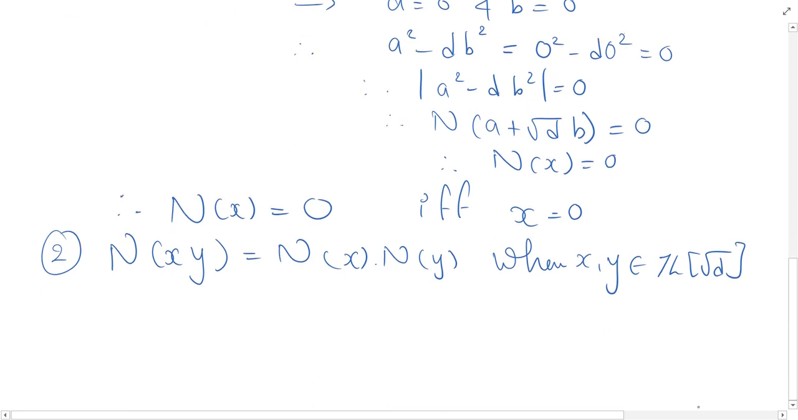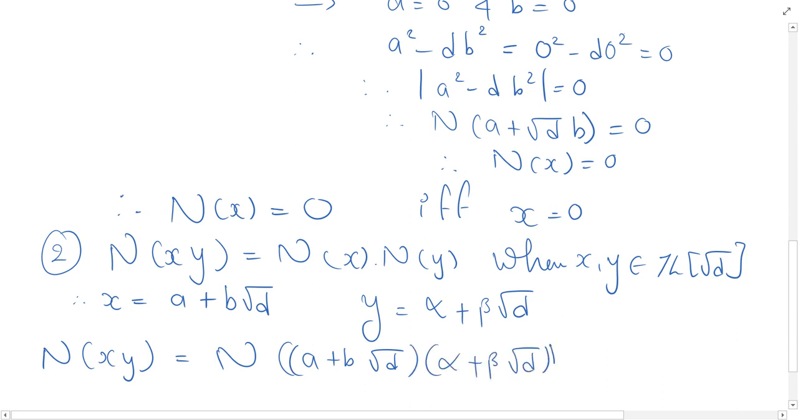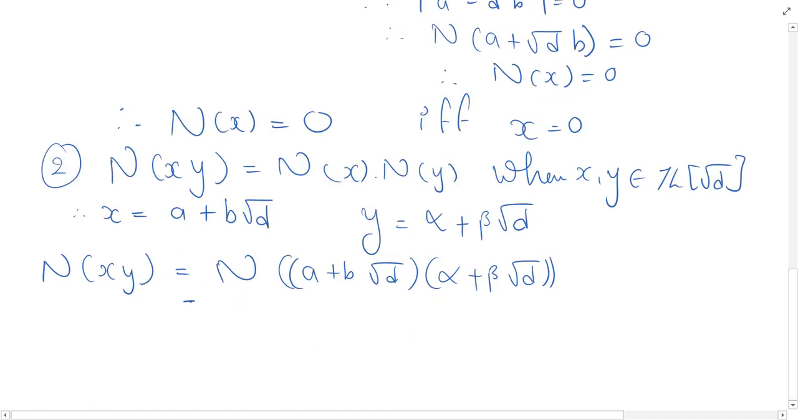Okay. So we need to prove this. It's really simple. We just have to play with that function, nothing else. So let my x be equal to a plus b root d. And my y is nothing but alpha plus beta root d. Now I'll consider my left hand side. It is nothing but norm of xy, which is the same as the norm of a plus b root d, bracket, multiplied by alpha plus beta root d. For those students who can prove this, they can convert the speed of the video to 2x, because this will take some time. Okay, so it is normal.